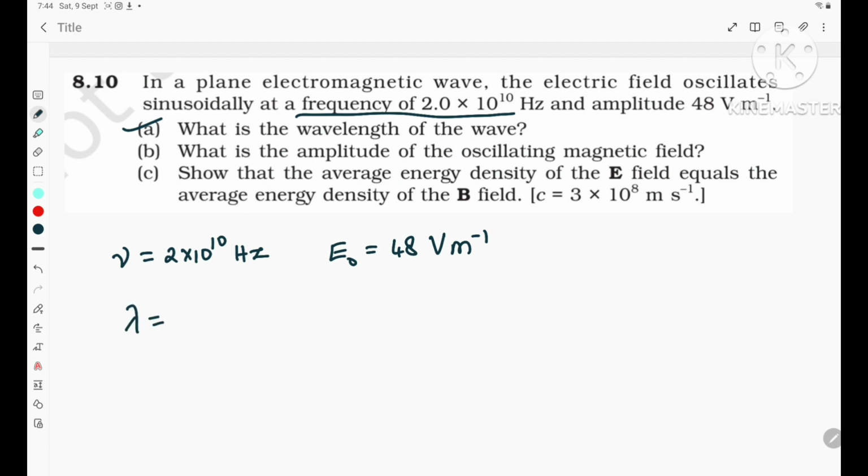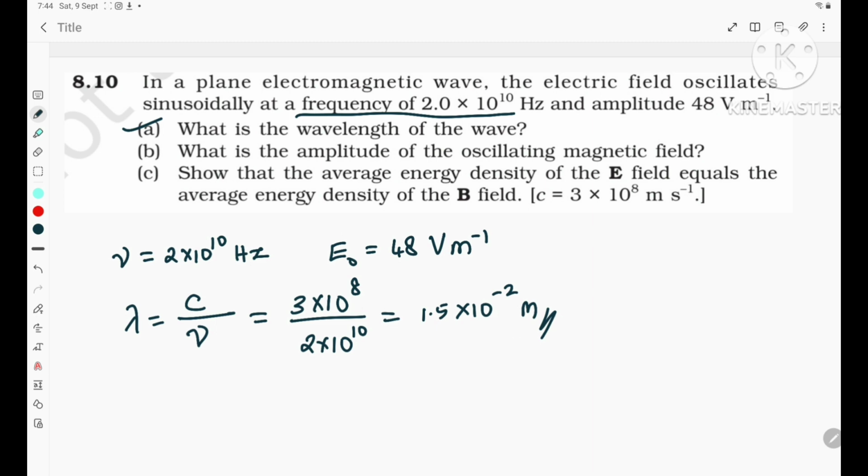So what is the wavelength? Wavelength is nothing but velocity, speed of light, divided by frequency, isn't it? So what is the speed of light? 3 into 10 to the power 8 divided by 2 into 10 to the power 10. And therefore we are getting the answer to be 1.5 into 10 to the power minus 2 meter. So this is the wavelength.